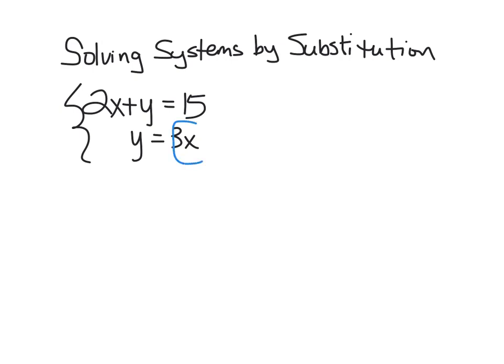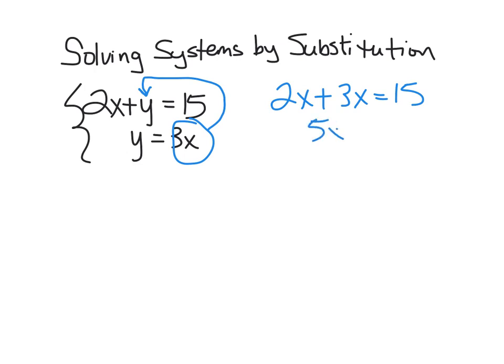You need to notice what it's equal to. Y is equal to 3x. So what we're going to do is substitute that. We're going to take that 3x, and since it's equal to y, we're going to put it in place of y in the other equation. So this becomes 2x plus 3x equals 15. Now I have like terms that I can combine. So 2x plus 3x makes 5x. 5x equals 15. Divide by the 5, and x equals 3. So I've solved for x.